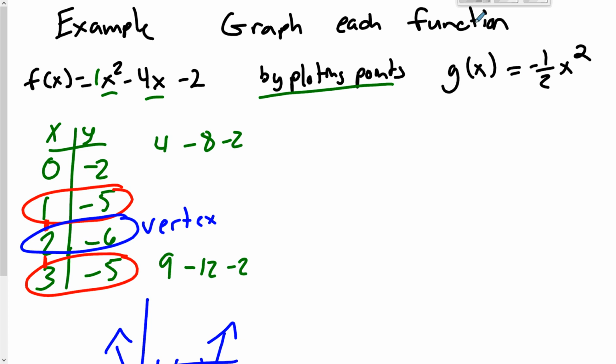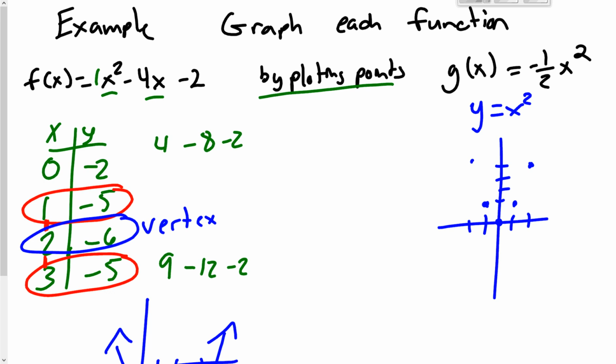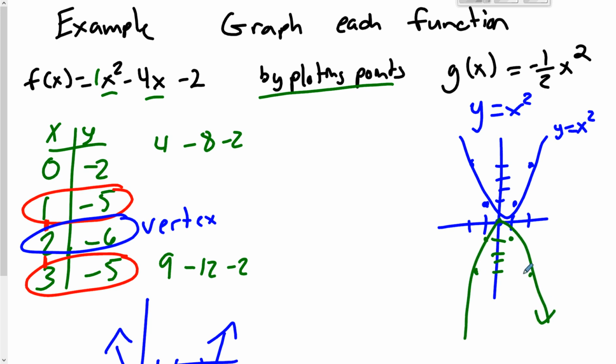Okay, this one, we can graph this one, g of x, negative 1/2 x squared. We can compare that to y equals x squared, the parent function, which is 0, 0, 1, 1, negative 1, 1, and 2, 4, negative 2, 4. So there's our parent function, right? Y equals x squared. Now this one, like we said before, it's a negative, so that means it's going to face down. So it would face down here like this. That didn't go through the points, but that's okay.